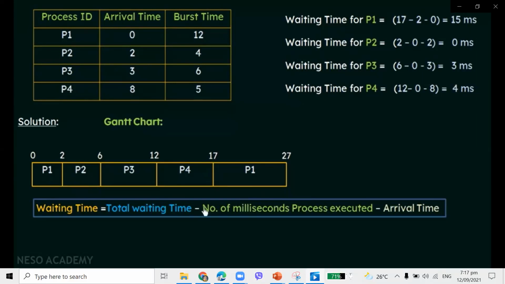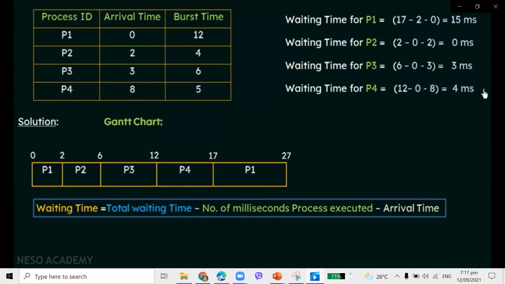And then finally for P4, if you see what is the total waiting time, it is 12 milliseconds. So 12 minus number of milliseconds it executed prior to that. We don't have P4 prior to that, so it is 0. And then the arrival time of P4 is 8 milliseconds. So 12 minus 0 minus 8, which gives us 4 milliseconds. So here we have calculated the waiting times for processes P1 to P4.